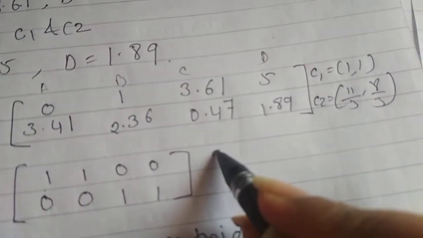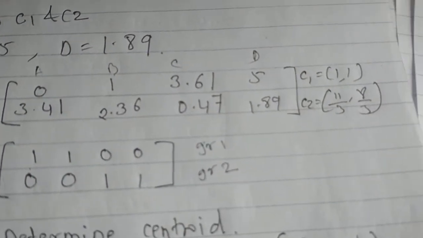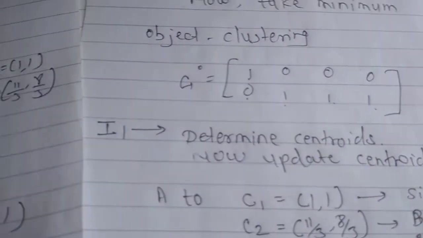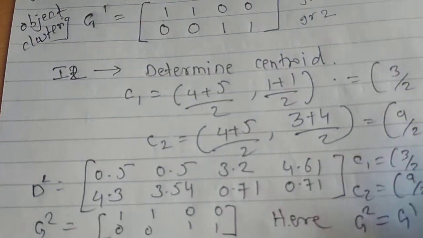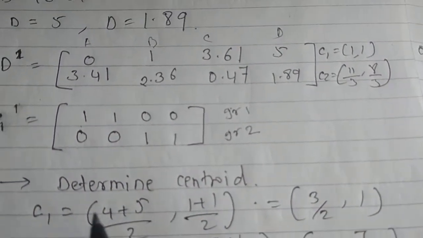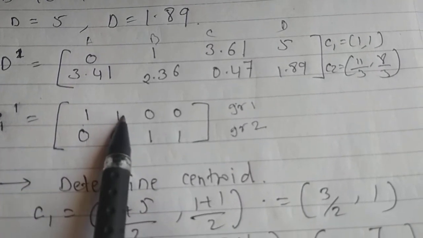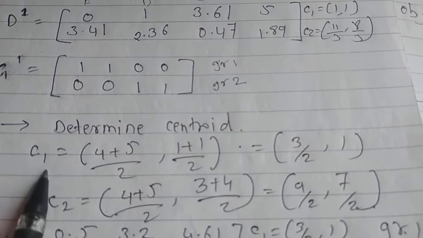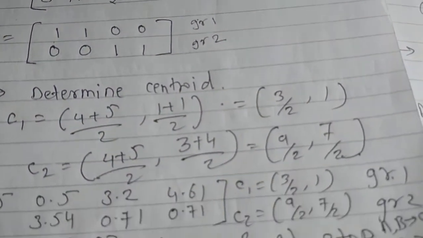So this represents my group number 1 and this represents my group number 2. So when you compare this G0 and G1, you can see that there is a movement of the object from one group to another group. So we have to go for the second iteration. Now similarly again we have to update the centroids. Now since here the group number 1 contains 2 medicines, we have to update the centroid number 1 also and centroid number 2 also using the same concept.